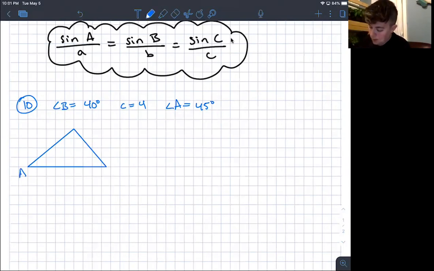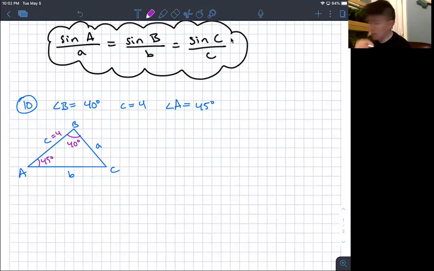So I'm just going to label my sides, which is little a, little b, little c. So remember, the angle is here and the sides are just opposite to it. Okay, so let's go ahead and do this. This is 45 degrees. This is 40 degrees, and then side C is equal to 4. So we have, looks like an angle side angle situation, right? So I know that's going to be law of sines.